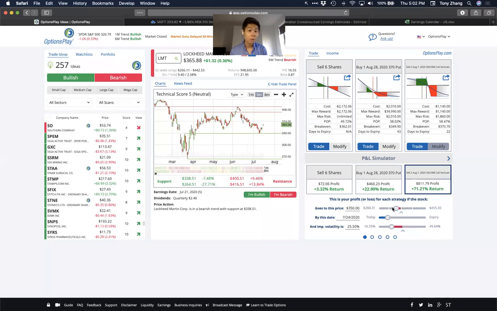And this tool calculates it for you so that you can actually compare strategies apples to apples and see which one gives you the best outcome for the outlook that you have on the underlying stock. So with that, that covers what I wanted to show you here today.